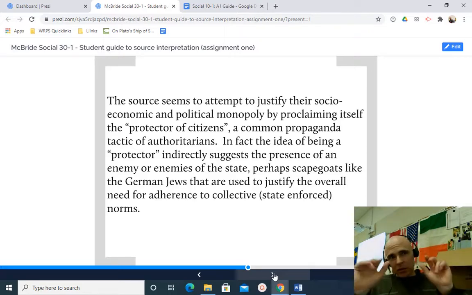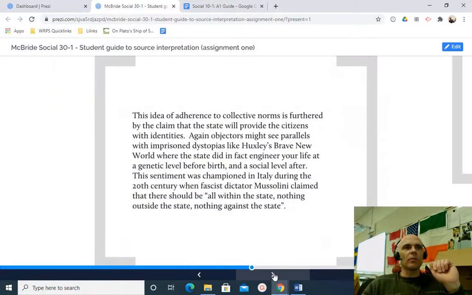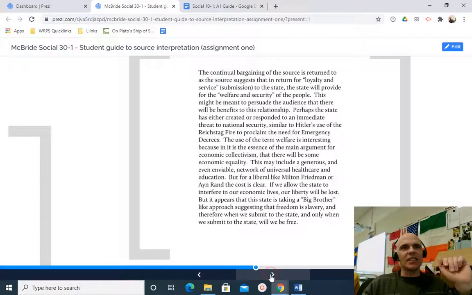In fact, the idea of being a protector indirectly suggests the presence of an enemy, or enemies of the state that you need protection from, and this leads us to a discussion of scapegoats and adherence to collective norms. The idea of adherence to collective norms is furthered by the claim that the state will provide the citizens with identities. Again, objectors might see parallels with imprisoned dystopias like Huxley's Brave New World, where the state did in fact engineer your life at a genetic level before birth and at a social level after. This sentiment was championed in Italy during the 20th century, when fascist dictator Mussolini claimed that there should be all within the state, nothing outside the state, nothing against the state.